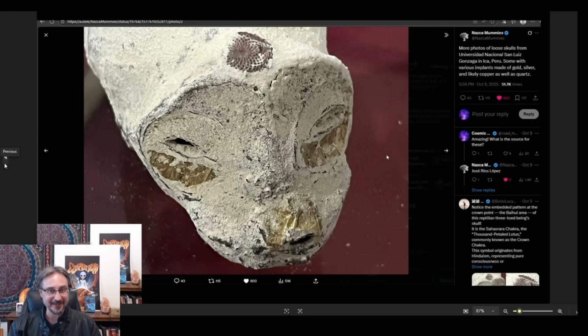Okay, we've got to talk about the Nazca mummies, in particular, this Nazca mummy.